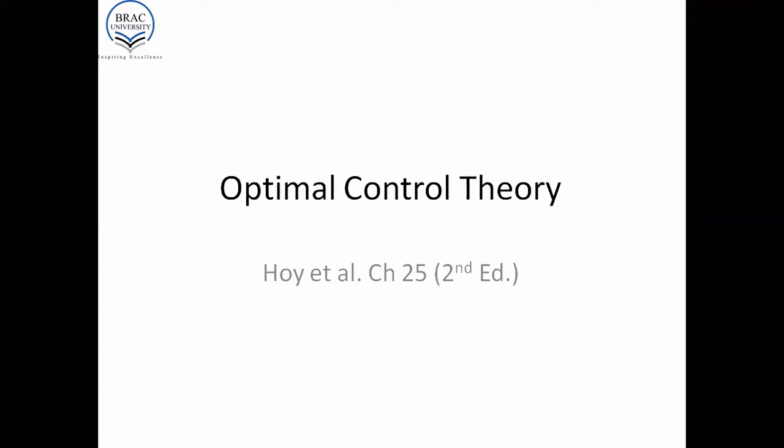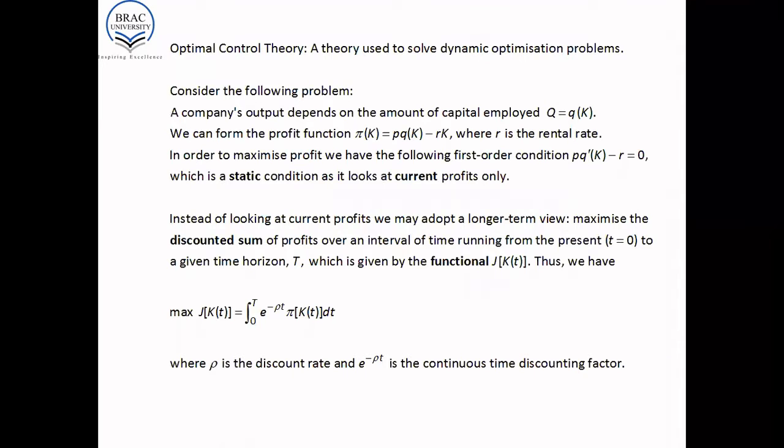Optimal control theory, also known as dynamic programming. This is from Chiang's book, chapter 25 in the second edition, or if you have access to the third edition, you'll find it in the third edition. Now, what is optimal control theory? It is a theory used to solve dynamic optimization problems. Now let's see what a dynamic optimization problem is.